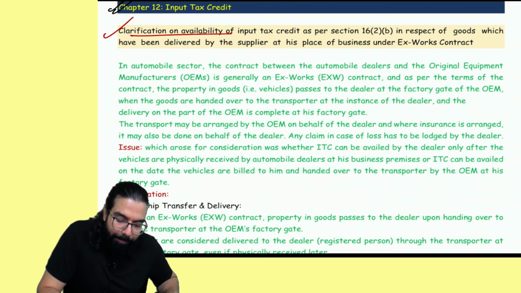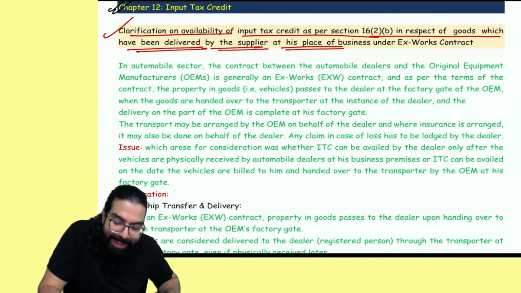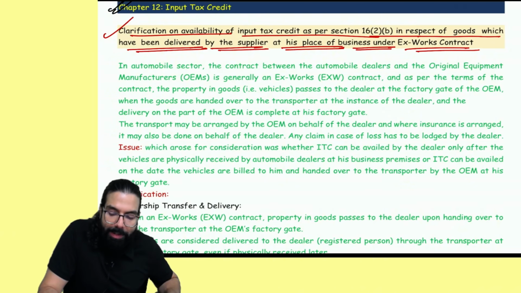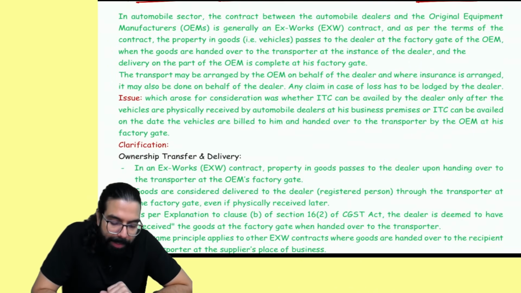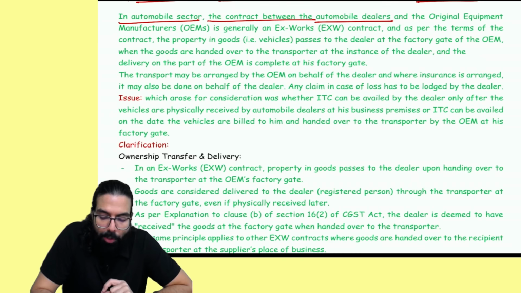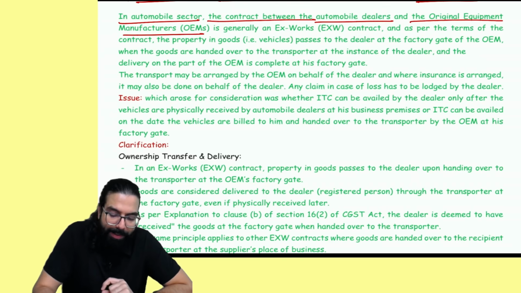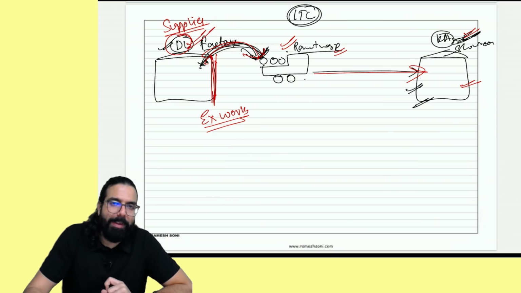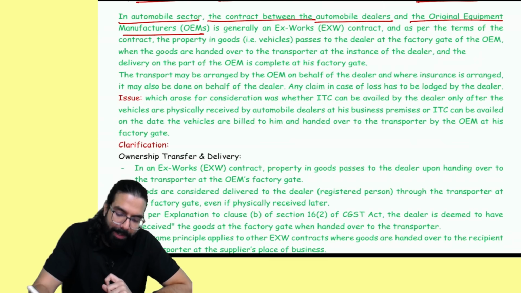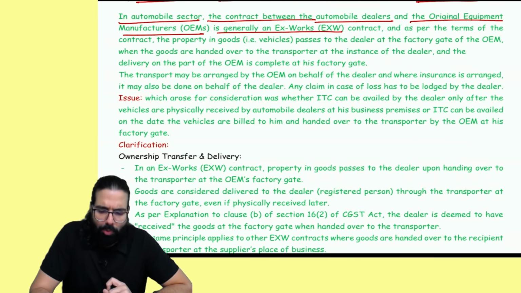Clarification on availment of ITC under Section 16(2)(b), in respect of goods delivered by the supplier at his place of business under ex-works terms. In the automobile sector, the contract between the automobile dealer and the original equipment manufacturer, the factory side, and the dealer is generally an ex-works contract.